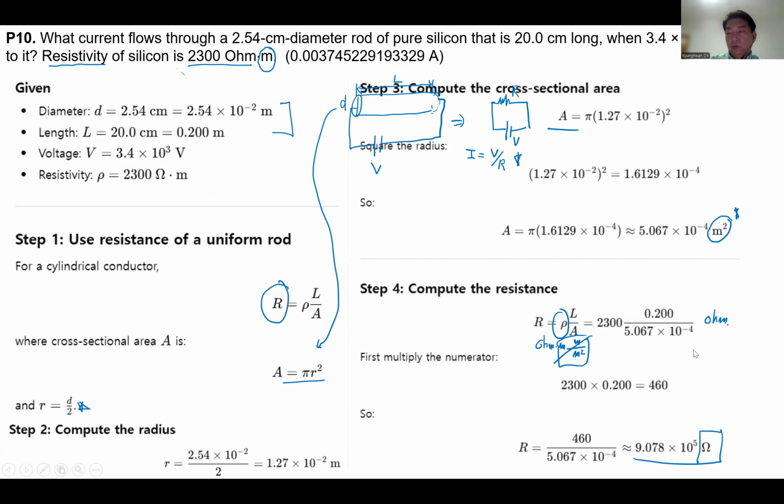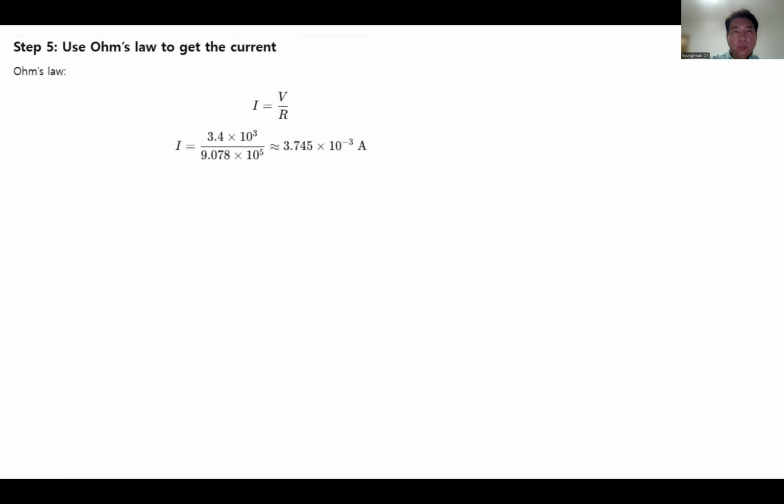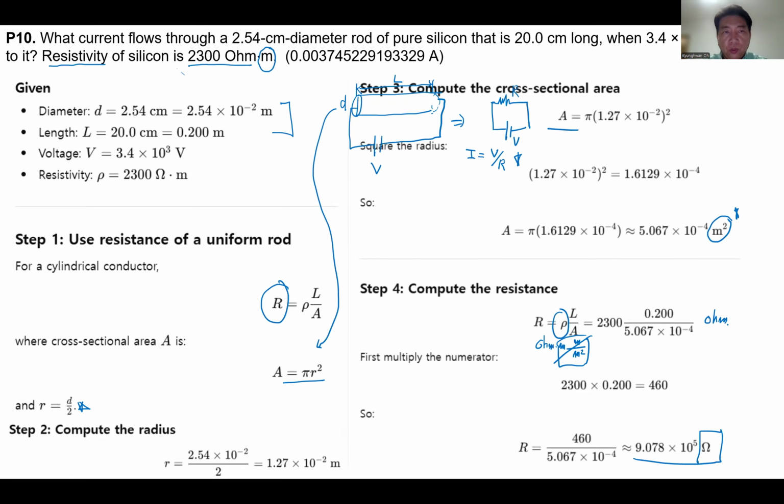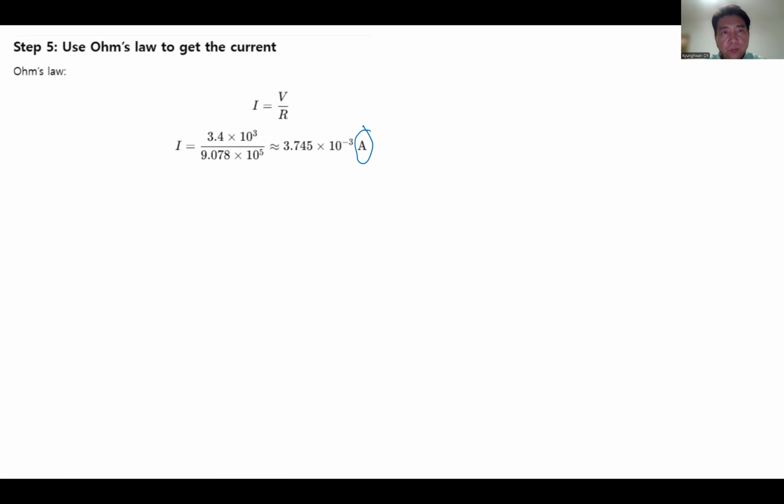Now we know the resistance and we know the voltage. Then I is given by voltage over resistance, and we get this much current in amperes. So once again, I'm emphasizing that you need to keep the units consistent. It should be all meters, all coulombs, or all volts, etc.